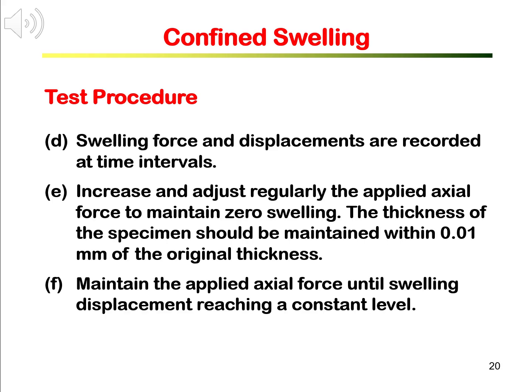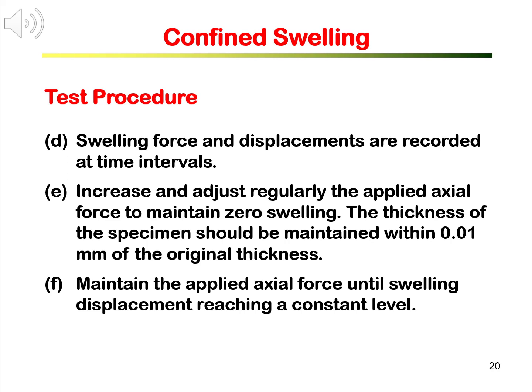For confined swelling tests, we want to determine the stress that limiting swelling, called swelling pressure index. Increase and adjust regularly the applied axial load to maintain zero swelling. If swelling displacement is positive, we increase the axial load. We may need to decrease the axial load if the displacement becomes negative.